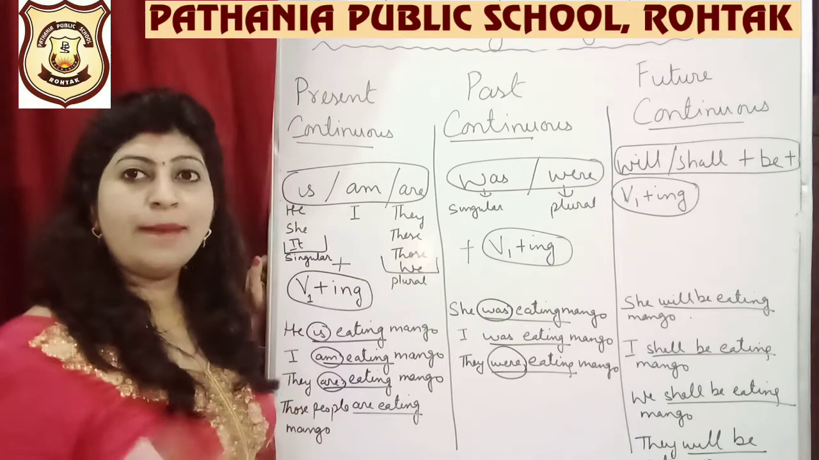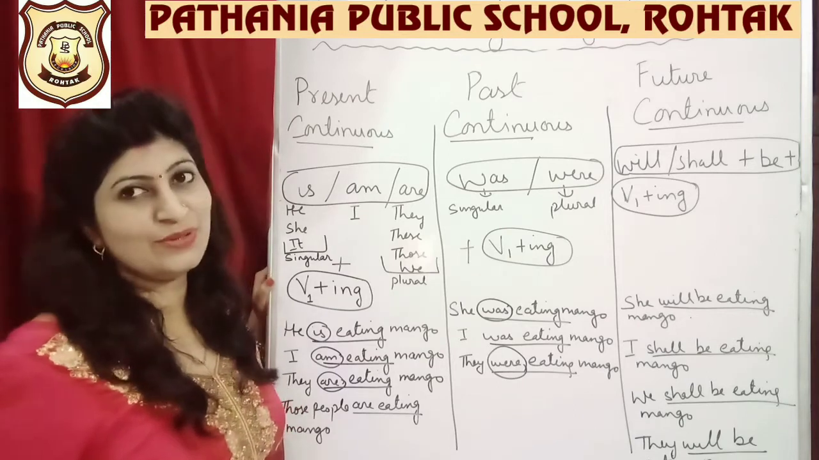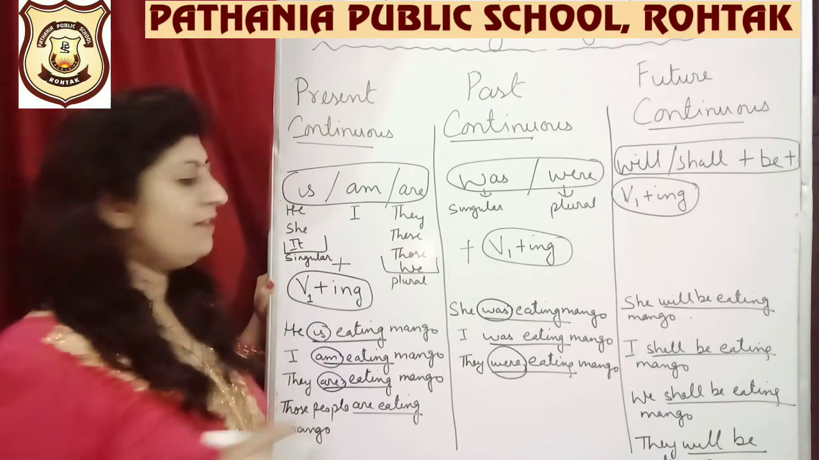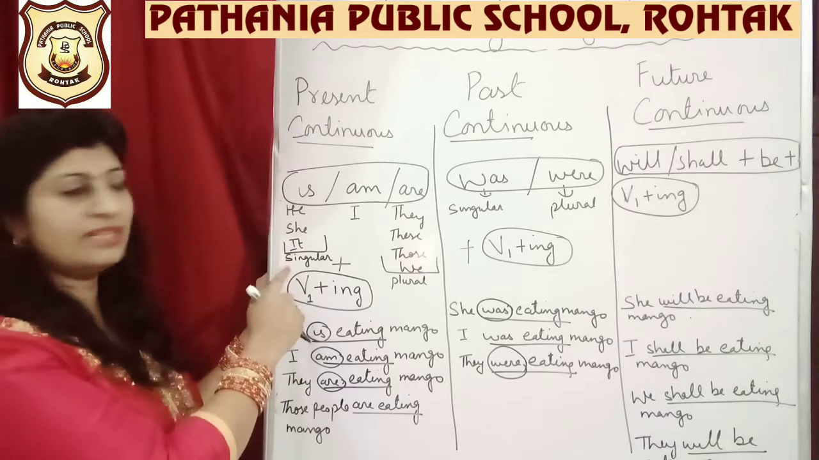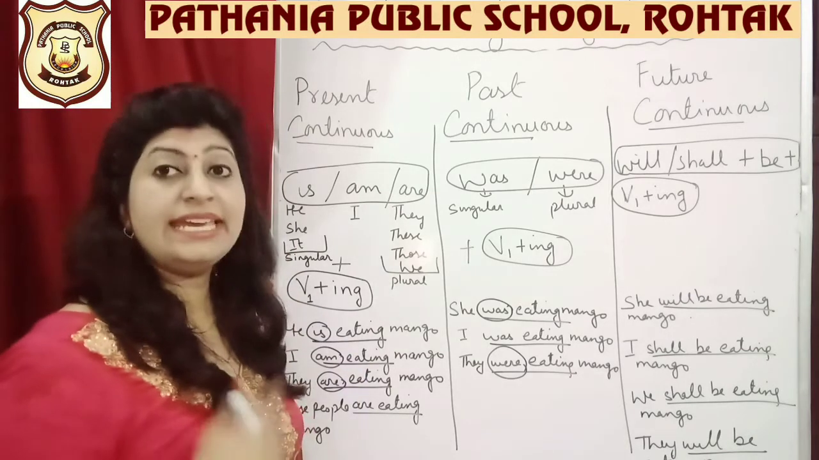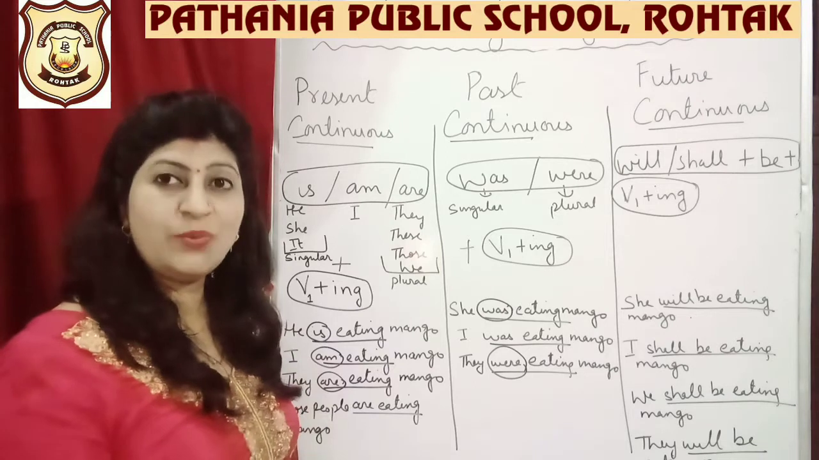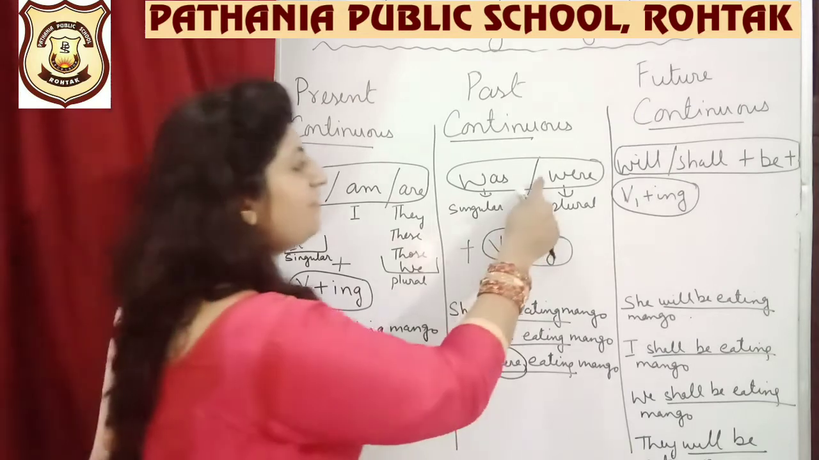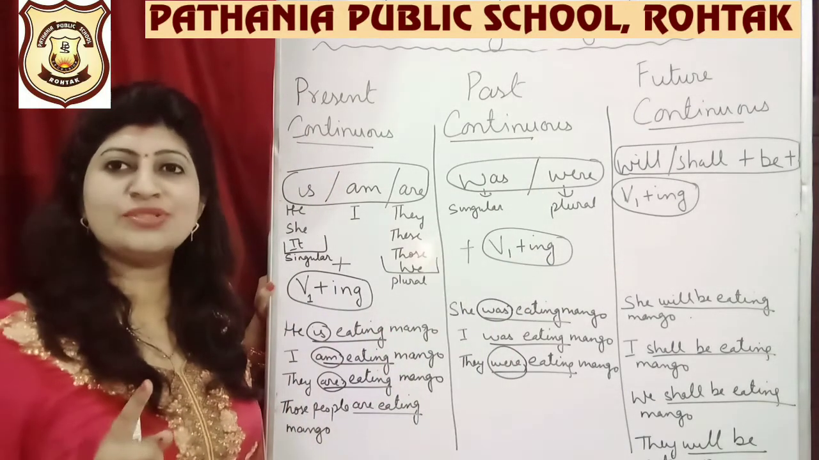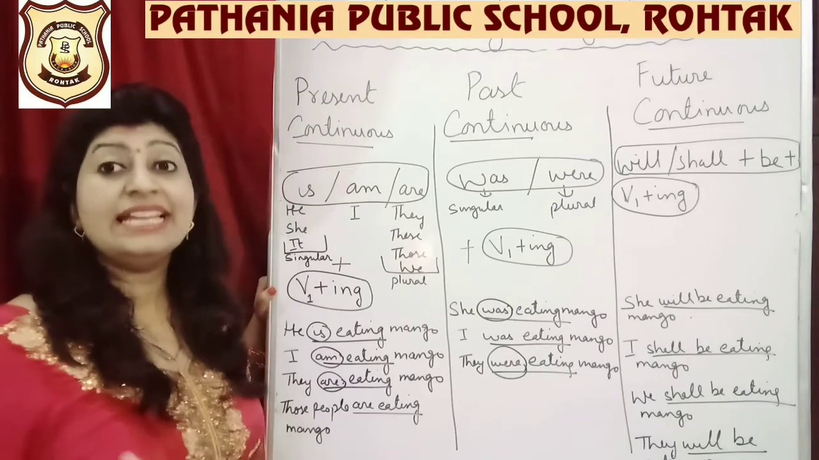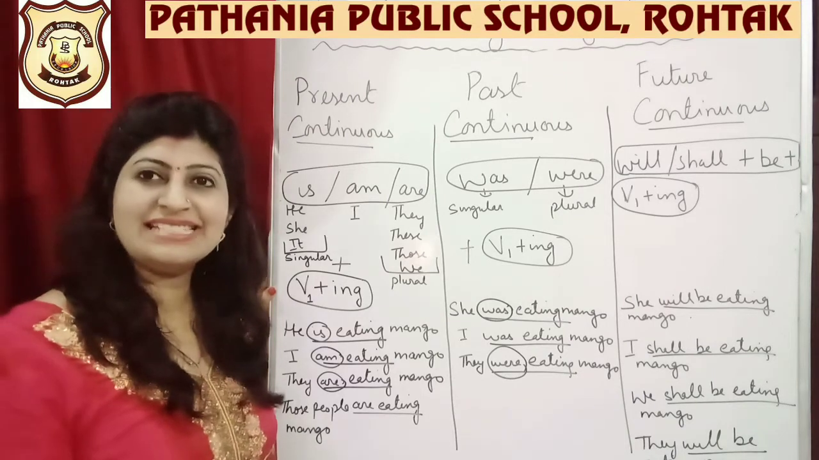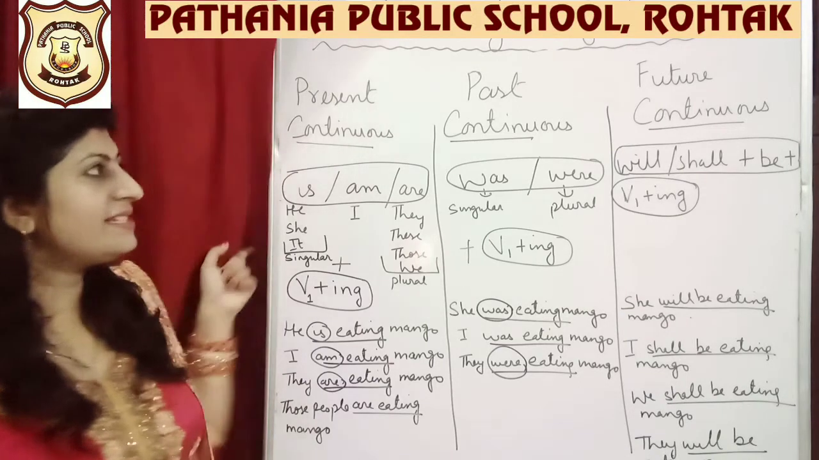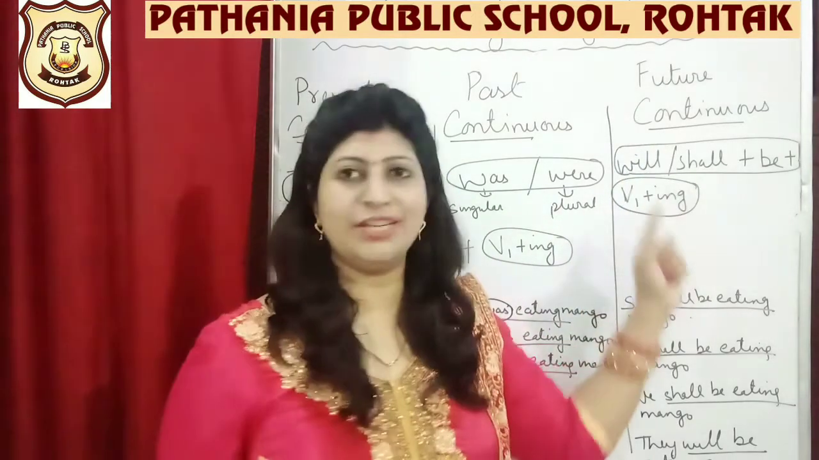Now you might ask me, ma'am, where to use was and where to use were. So was is always used with singular subjects. For example, like we have already discussed out here, I was, he was, I was dancing, he was dancing, she was dancing, it was dancing. Okay. We have were. Were is always used with plural subjects, like they were dancing, these people were dancing, those people were dancing, we were dancing. Understood? Next, let's move ahead to future continuous tense.